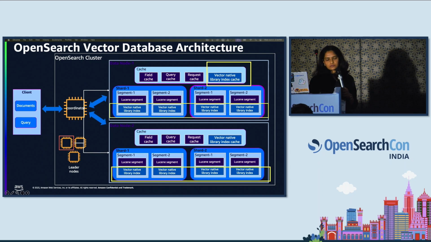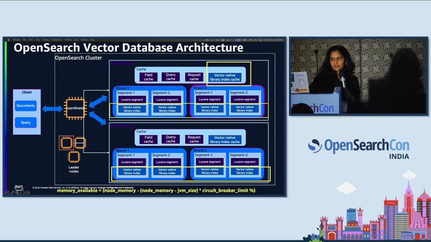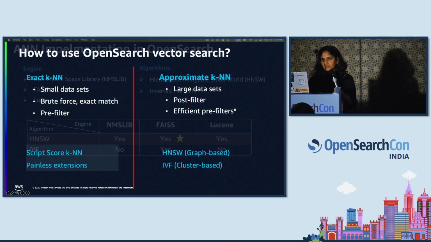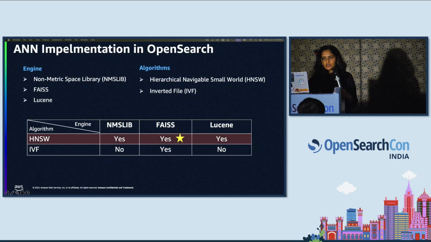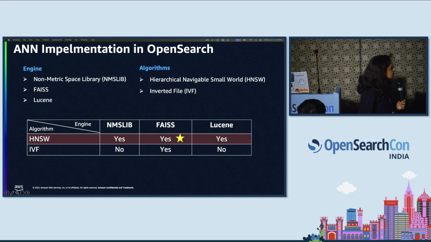Okay, I think this is the preparation. Speaking about the engines, we spoke a little bit about the algorithms, HNSW and IVF. The engines are NMSLIB, Faiss, and Lucene. Faiss, the Facebook AI Similarity Search, is the star that you will see, because it supports all the algorithms and the quantization techniques also.